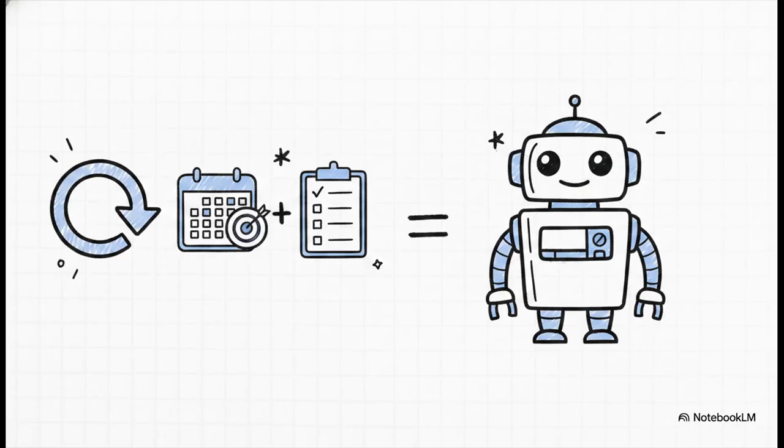Think of it this way. There's this brilliant, simple formula. Repetitive plus predictable plus rule-based equals automatable. This is your golden rule right here. If a task in your daily life fits these 3 criteria, you really shouldn't be doing it manually. Hand it over to a machine. This formula is exactly how you identify which parts of your workflows are ripe for automation.